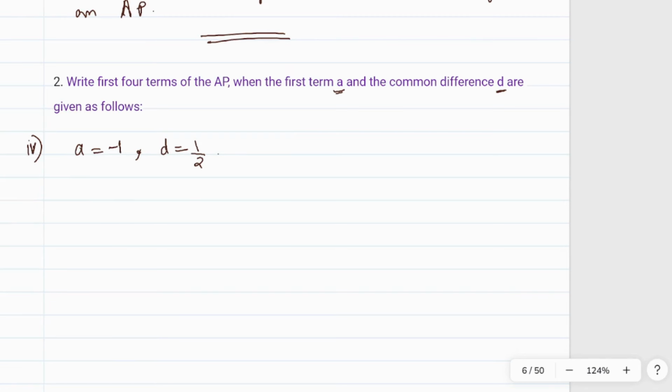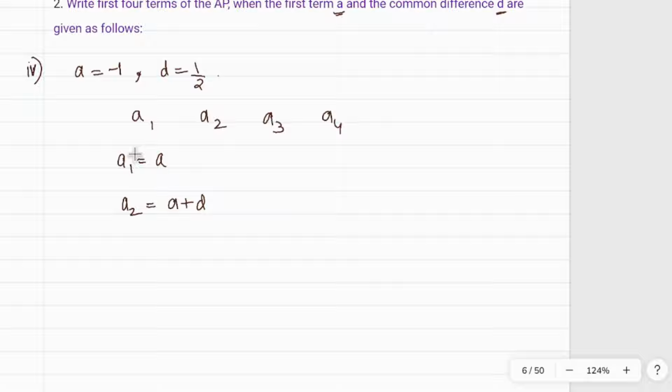If I want to write an AP, the first term is A1, then A2, A3, A4. Here we need to find the 4 terms. A1 equals A. A2 equals A plus D, otherwise A1 plus D. Then A3 means A2 plus D, and A4 equals A3 plus D. This is how we have to find each and every term.